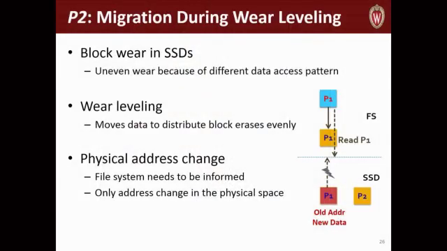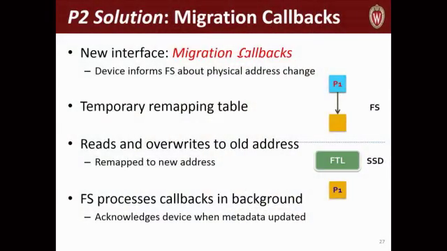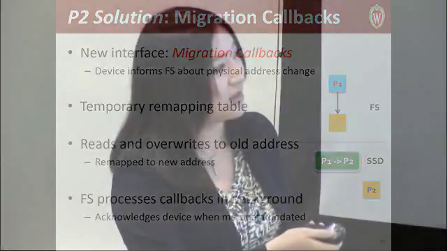So whenever it does so, it needs to inform the file system of this physical address change. And the solution we propose for this is to use a new interface called migration callback. So now let's revisit the same example. The SSD moves from P1 to P2, and after it's been moved, it will add a temporary remapping entry to map from P1 to P2. And now, if the file system wants to read it, it will read P1 and it will be remapped to P2 and get the correct data.